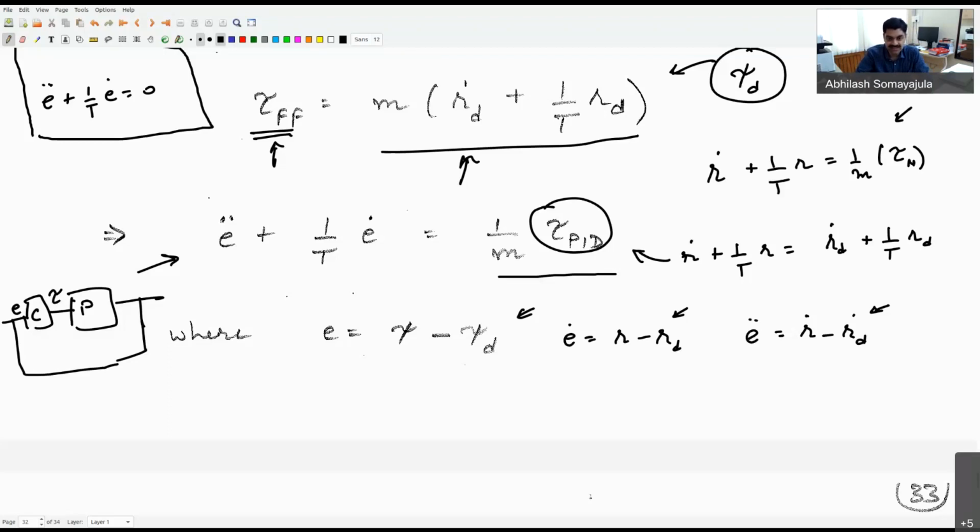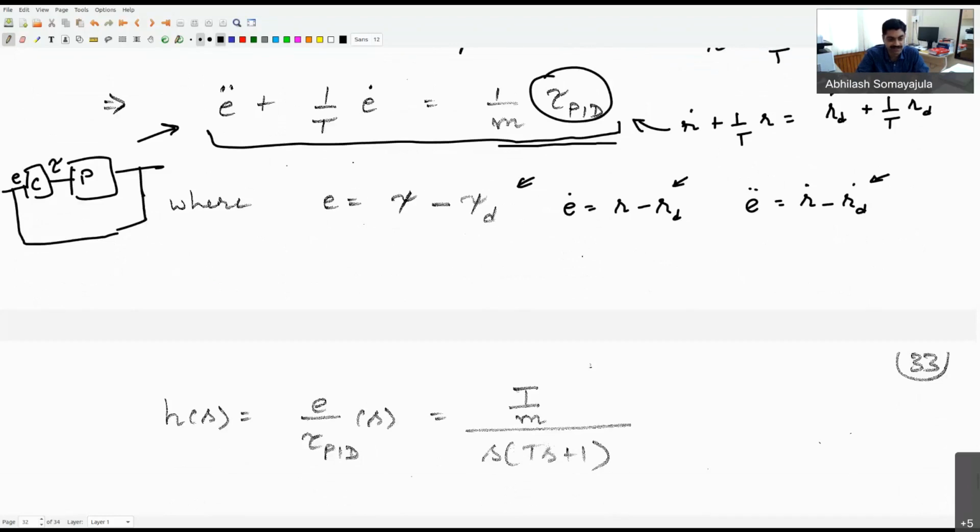So if I just think of this system and see what the transfer function is for this system between E and tau PID, I can write that down here, right? E by tau PID will be P by M divided by S times (Ts plus 1). Is this clear for everyone? Yes, sir. I'm just taking a Laplace transform of it. That's all I'm doing. Okay.